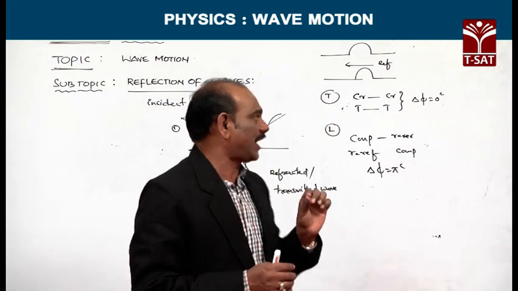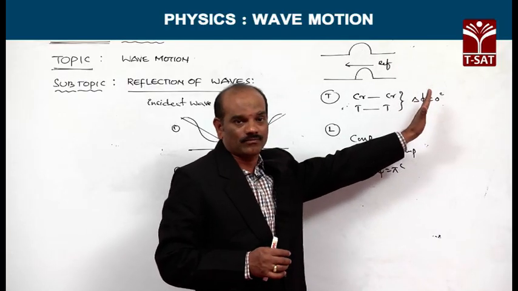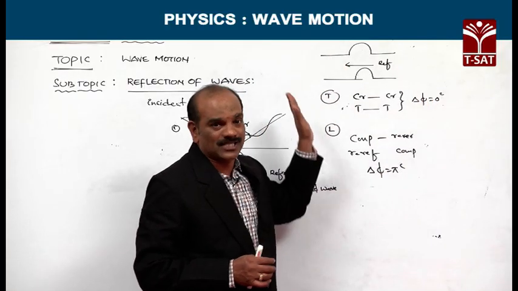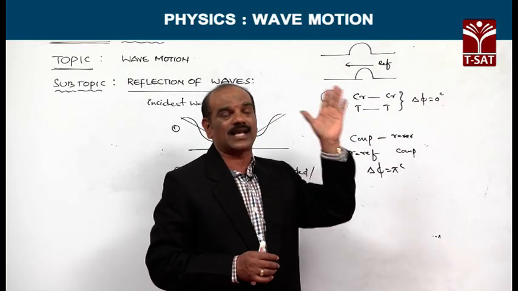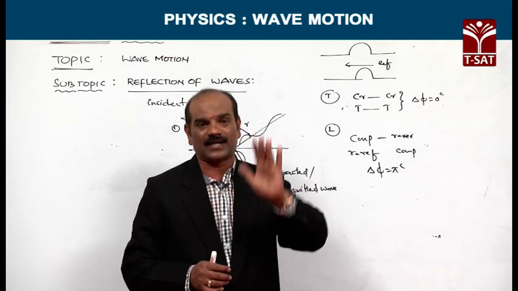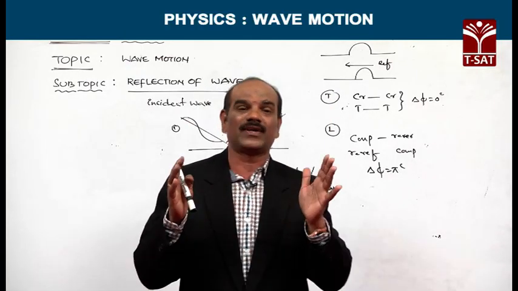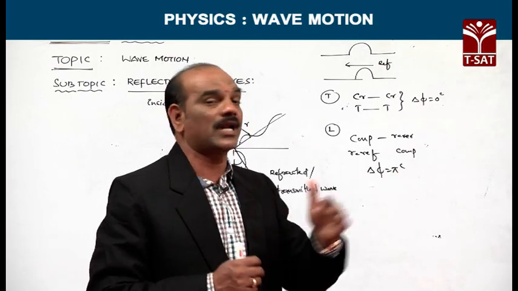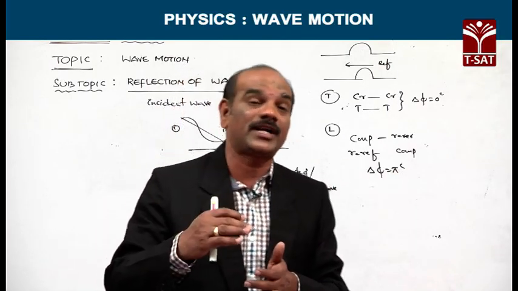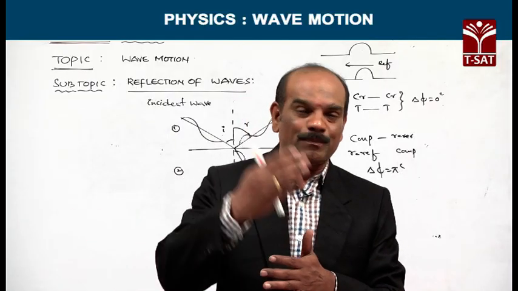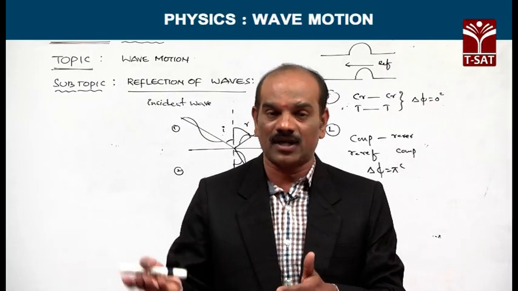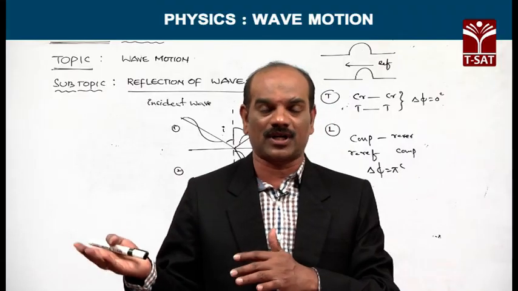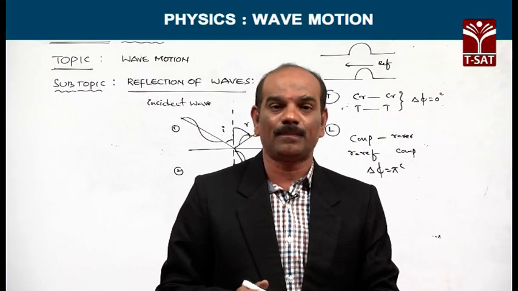When the reflection takes place from the free end, in the case of a transverse wave, a crest reflects as a crest and a trough reflects as a trough. The phase difference between them is equivalent to 0 radians. In the case of longitudinal pressure waves, when the reflection takes place from the free end, a compression reflects as a rarefaction and a rarefaction reflects as a compression. The phase change is equivalent to pi radians.